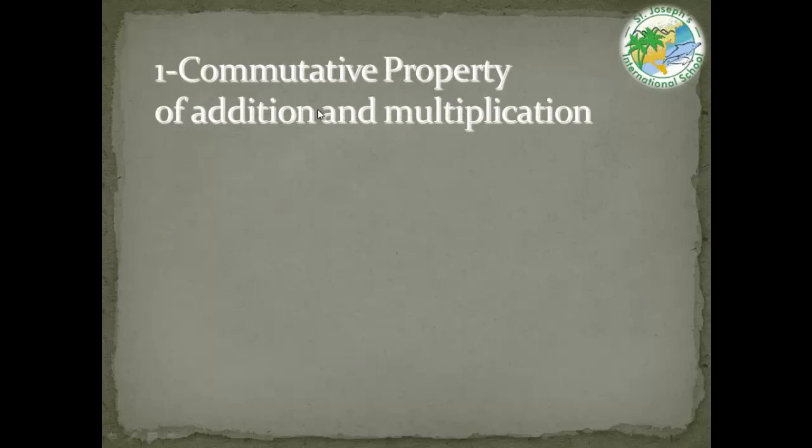Commutative property exists in the addition operation and the multiplication operation. Order doesn't matter. In the multiplication operation, the order of the commutative property doesn't matter. That means A times B equals B times A, the same.